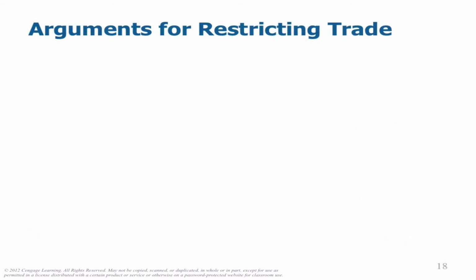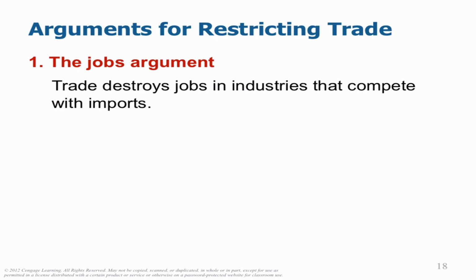So what are the arguments that are used by those in favor of trade restrictions? Jobs. American jobs. Trade destroys jobs. If we import that Chinese steel, there's going to be workers out of work in the Rust Belt. Is that wrong? That's right.